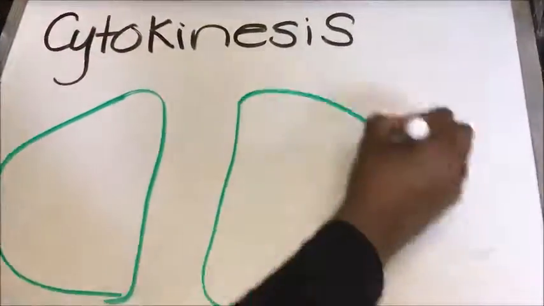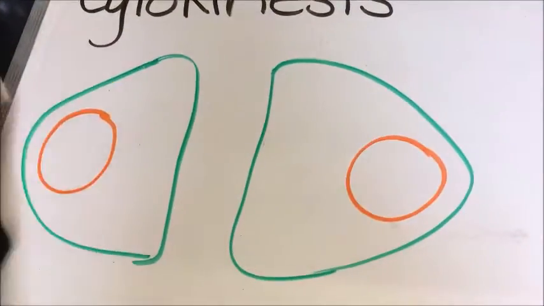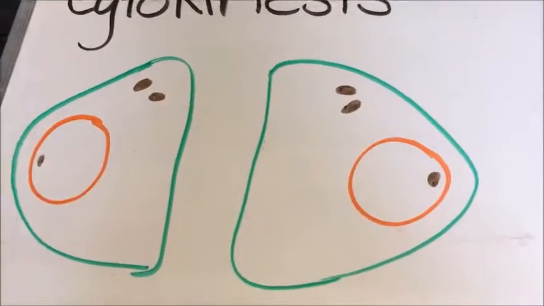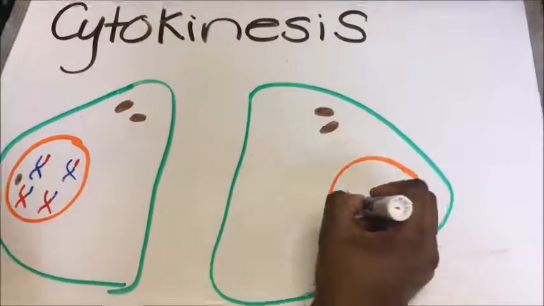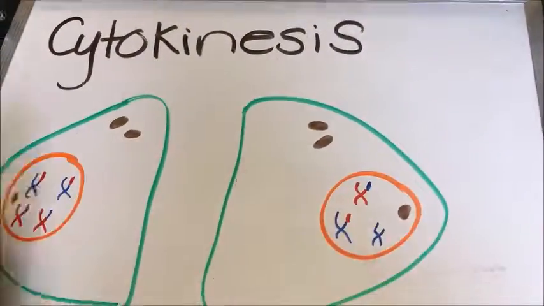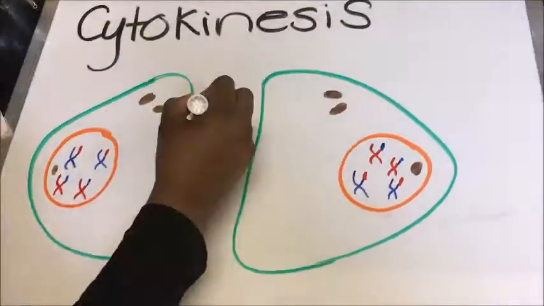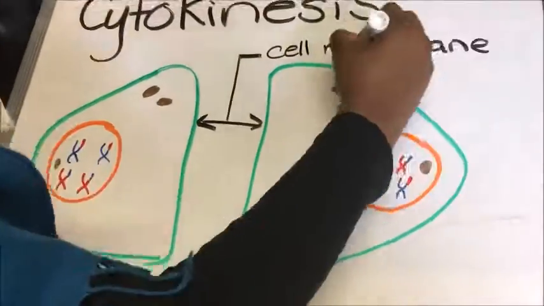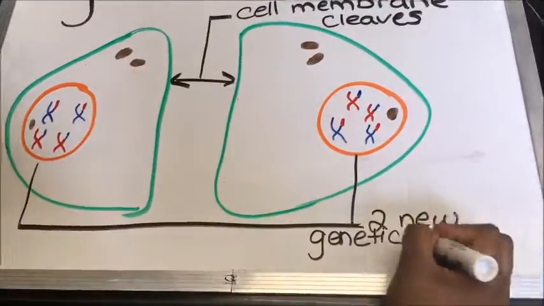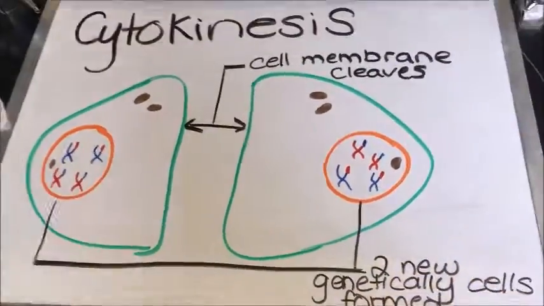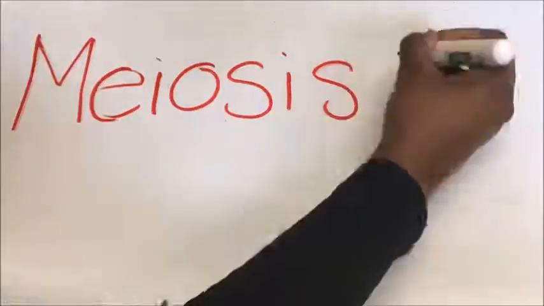After telophase comes cytokinesis. During cytokinesis, the cell membrane will pinch off, which will produce 2 genetically different cells. Each cell will have the recombined sister chromatids, which contain both maternal and paternal genes. Cytokinesis ends the process of meiosis 1, and we are ready to move on to meiosis 2.